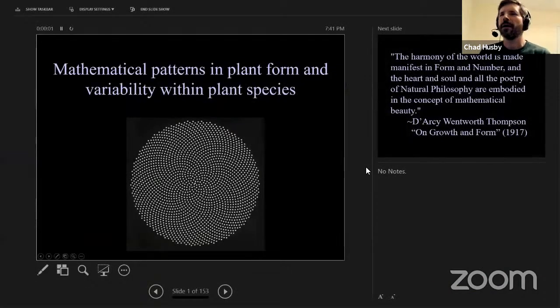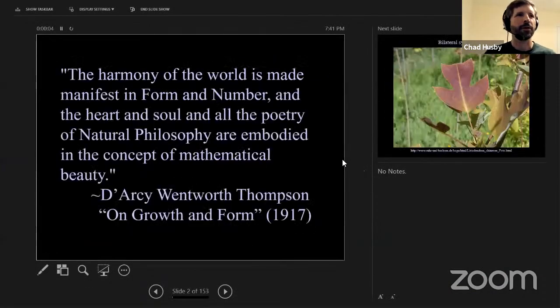All right. So one of the real joys of science is finding harmony and patterns in nature, and that's one of the things we do in botany as well as in the more physical sciences like chemistry and physics and whatnot. And one of the people who really combined those two worlds was D'Arcy Thompson, who wrote a famous, very pioneering book in 1917 called On Growth and Form. And he kind of beautifully summarized why we do all this.